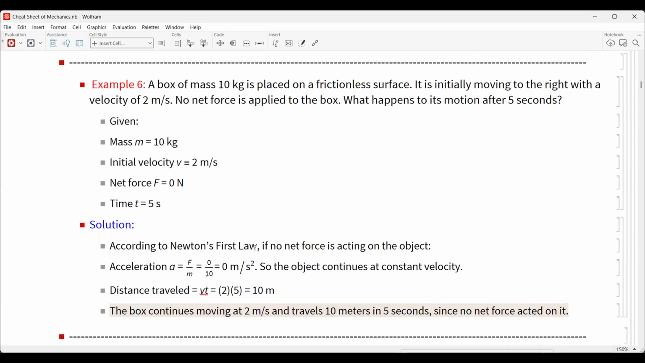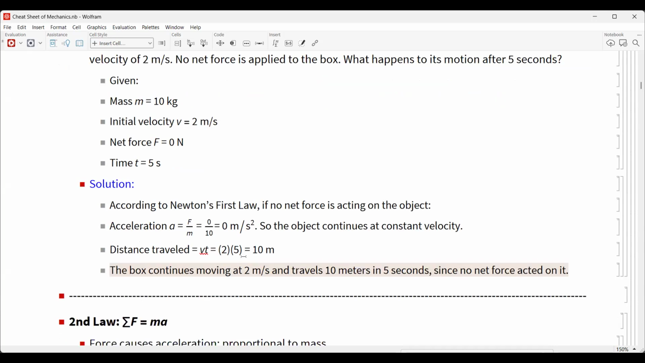So according to Newton's first law of motion, if no net force is acting on the object, acceleration is equal to 0 here. So the object continues at constant velocity. So distance traveled here is equal to 2 times 5, velocity times the time interval, equal to 10. So the box continues moving at 2 meters per second and travels 10 meters in 5 seconds since no net force acted on it.